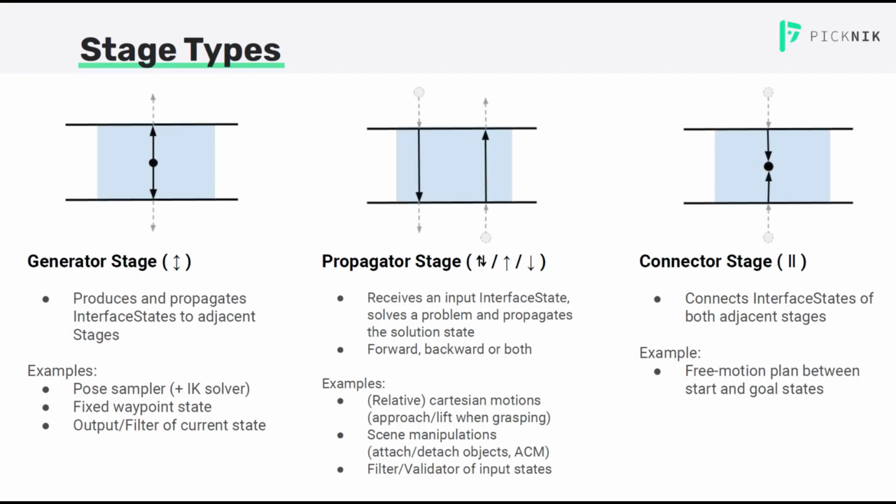Unlike propagators, connectors do not send results to other stages. Instead, they are like bridges that plan movements between two arbitrary stages. An example of a connector stage is finding a way to move the arm from its current position to a specific point. These three stage classes we mentioned are called primitive stage classes. They are the basic building blocks for tasks in MoveIt 2.